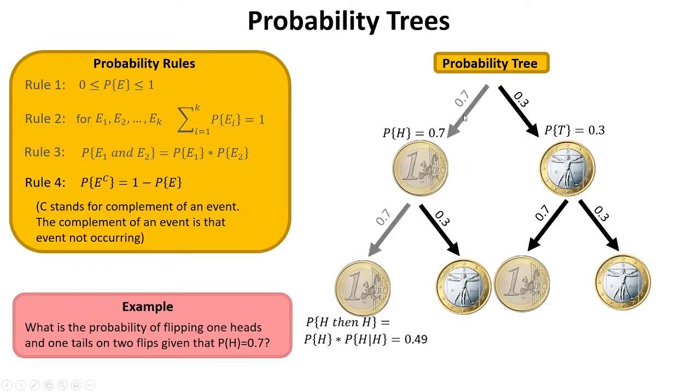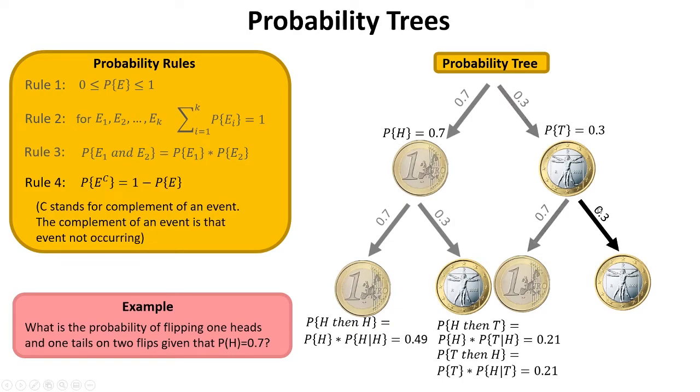If we're going to get a heads and then a heads in this case, it would be 0.7 multiplied by 0.7, and we get 0.49. If we were doing a heads and then a tails, it would be 0.7 multiplied by 0.3. We get 0.21. If we were going to do a tails and then a heads, same thing, but reversed, and then we get 0.21. And finally, if we were going to do a tails and then a tails, it would be 0.3 multiplied by 0.3, which would give us 0.09.